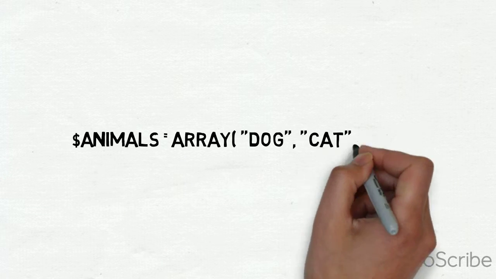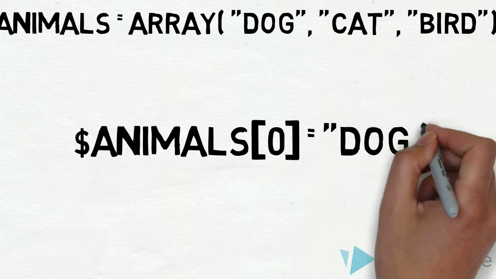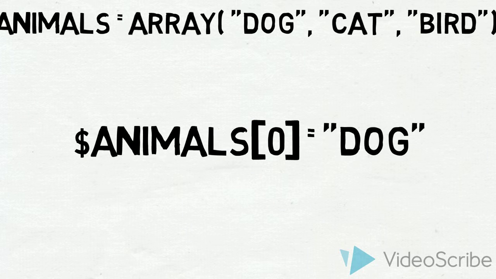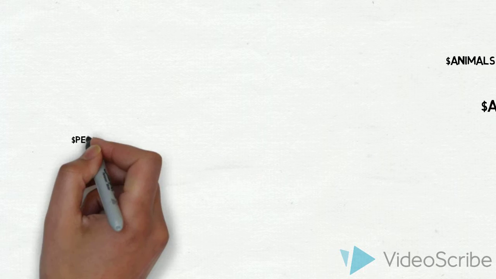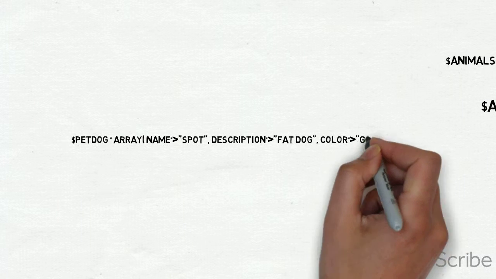Set arrays work the same way they would in a list. Indexing is also available in PHP. You can also create associative arrays and create nested arrays inside associative arrays.